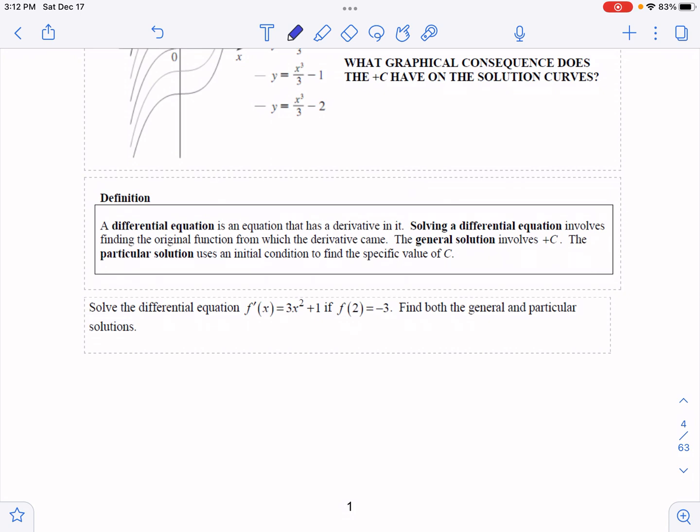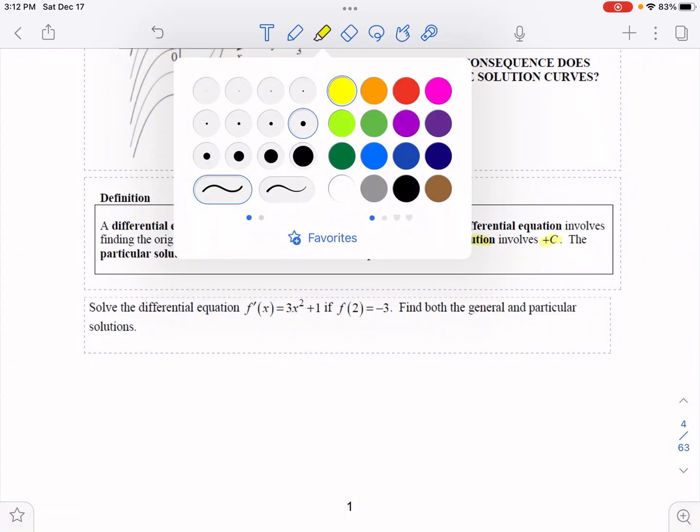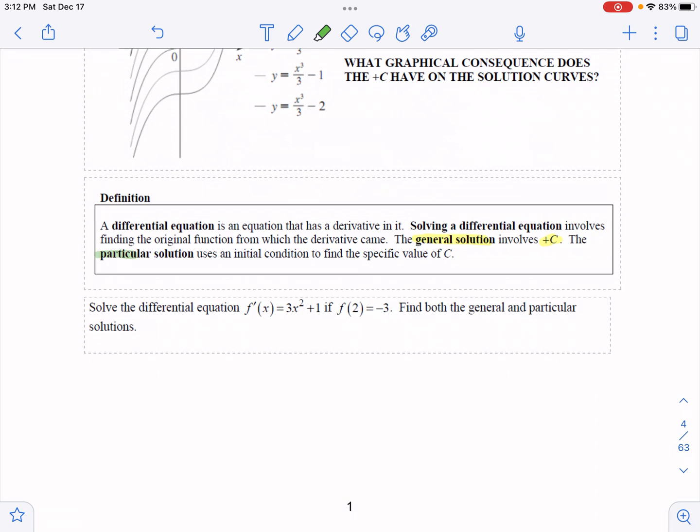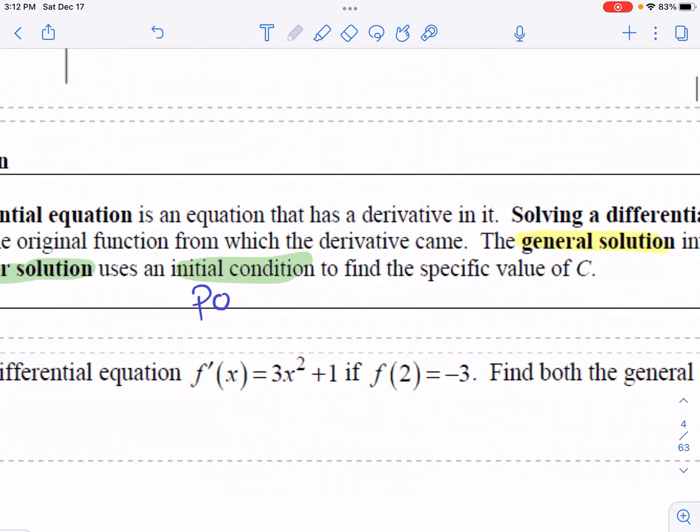And there's a general solution, which I will highlight here in yellow. A general solution always has the plus c, and then there's a particular solution, and the particular solution can only be found if you're given an initial condition. An initial condition would be a point. Okay, so some point has to be provided.